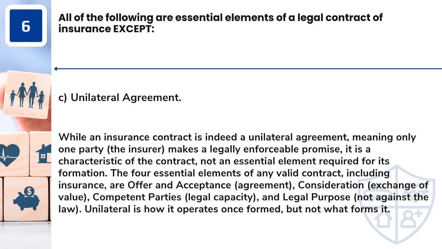Answer: C. Unilateral agreement. While an insurance contract is indeed a unilateral agreement, meaning only one party, the insurer, makes a legally enforceable promise, it is a characteristic of the contract, not an essential element required for its formation. The essential elements of any valid contract, including insurance, are offer and acceptance, consideration (exchange of value), competent parties (legal capacity), and legal purpose (not against the law). Unilateral is how it operates once formed, but not what forms it.